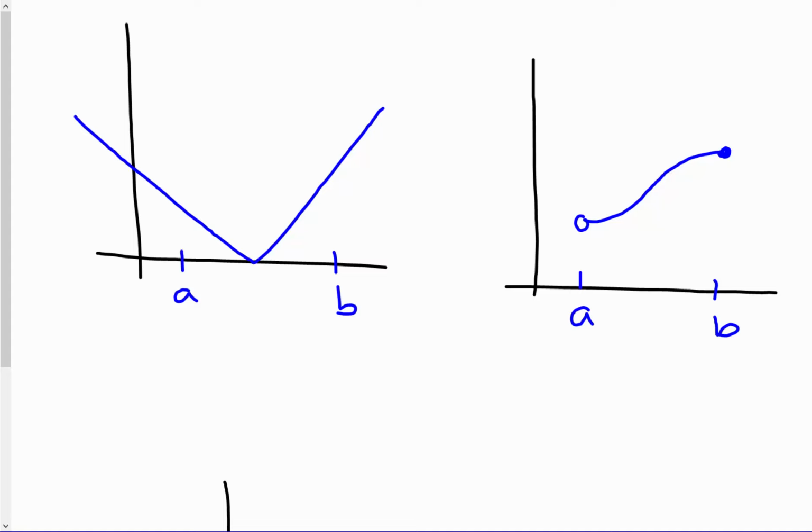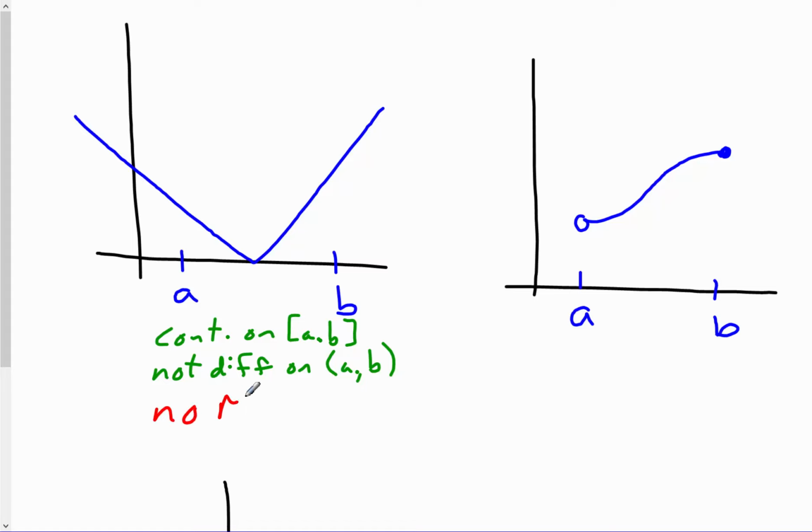So if I look at this graph, the first one here, it is continuous on the closed interval, a to b. However, we have a corner right in the middle of it, so it's not differentiable on our open interval from a to b. So we cannot use the MVT. Now this doesn't mean that there couldn't be some point where f prime of c would equal f of b minus f of a over b minus a. It just means it's not guaranteed to exist.